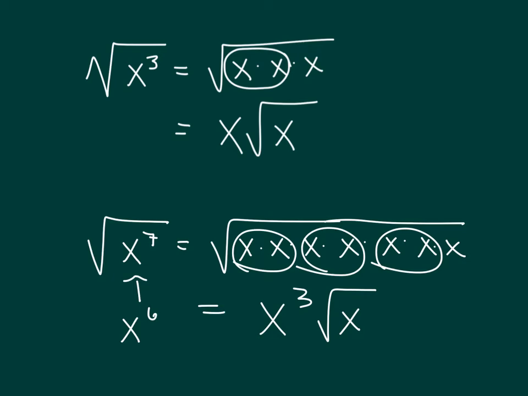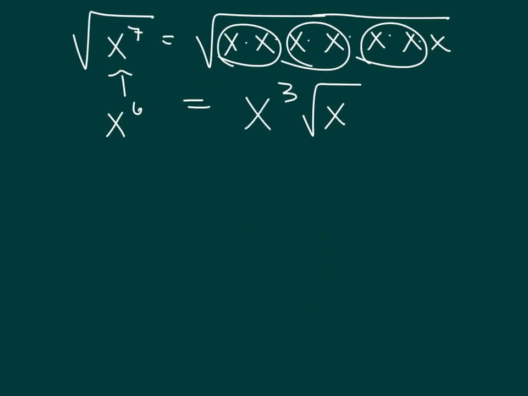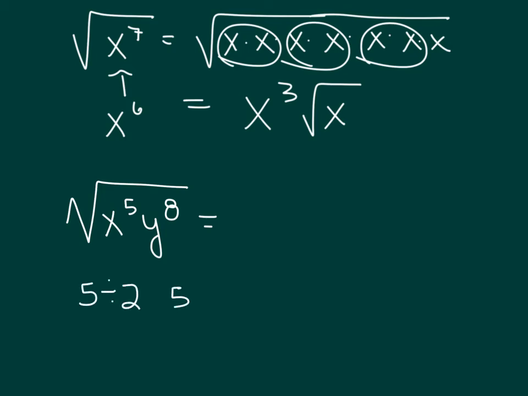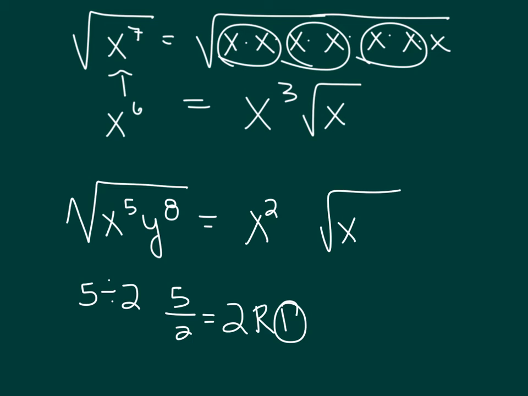If I had a few terms, something like the square root of x to the 5th and y to the 8th, when I go to separate my x's, I know I'll have 2 pairs of x's that come out because 2 goes into 5 twice. So notice what I'm doing is 5 divided by 2, which is really 2, remainder 1. So I know I'm going to have an x squared outside, and I will have an x left inside because of that remainder. However, the exponent on y is even, and 2 goes into 8 4 times. So my final answer for that radical is x squared y to the 4th square root of x.